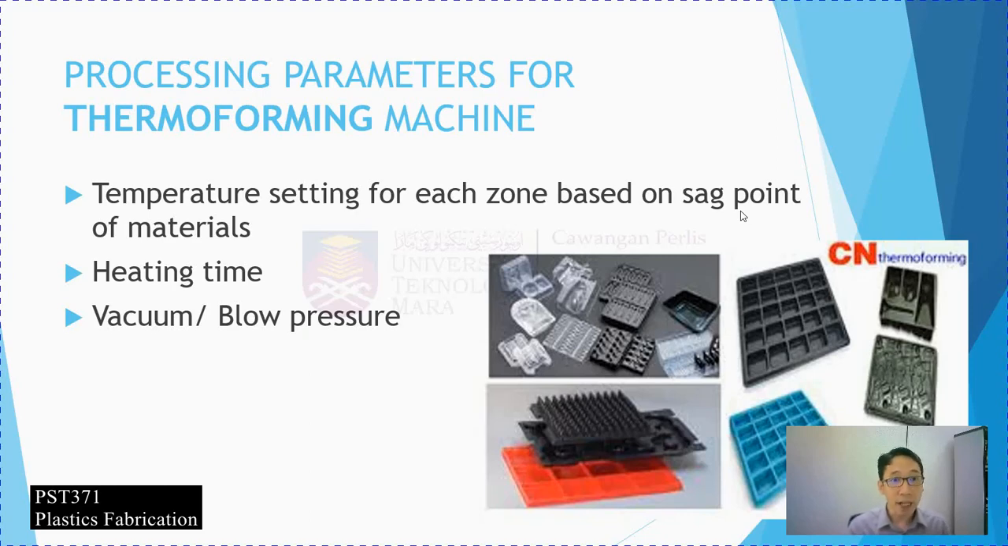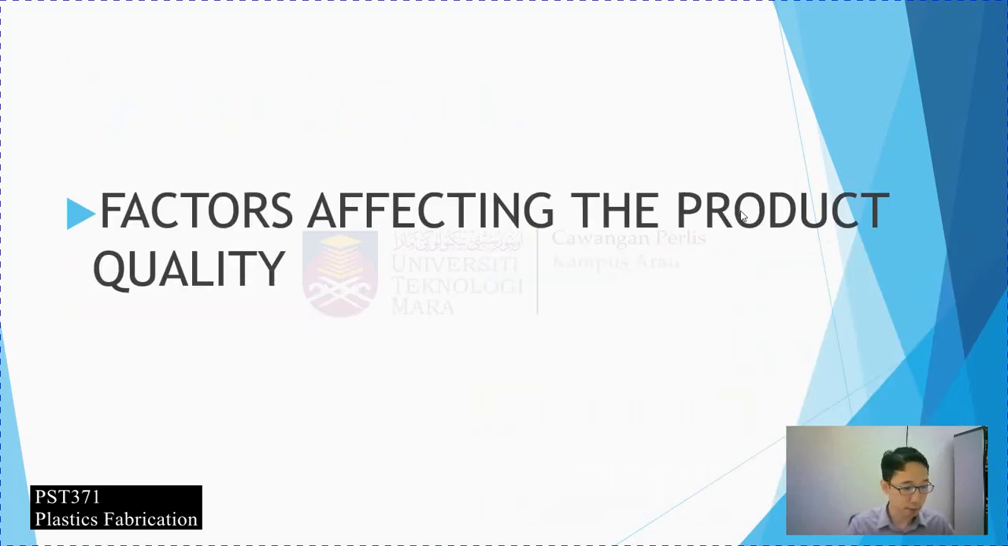And finally, the vacuum or the blow pressure. Some of the thermoforming uses a vacuum technique, and some of it may use blow pressure. Later on, we will go through the types of thermoforming. I think we have approximately 7 types of thermoforming. Okay, each of the equipment is slightly similar, but will yield a different product quality, and you might want to consider different types of thermoforming to produce different types of product in terms of the applicability of those final products.